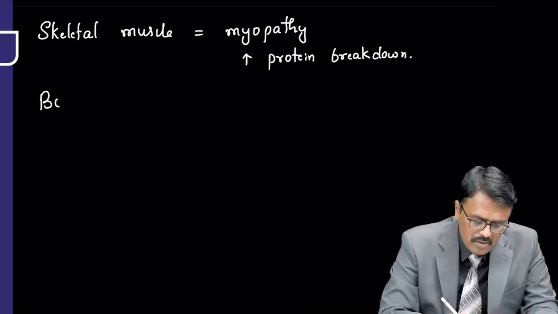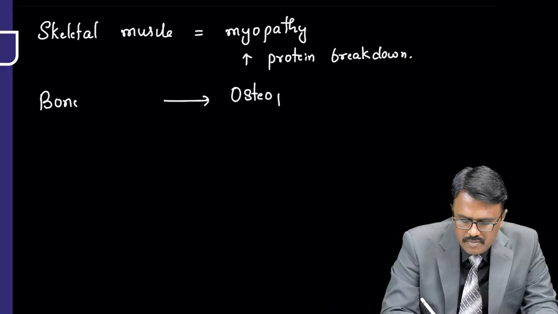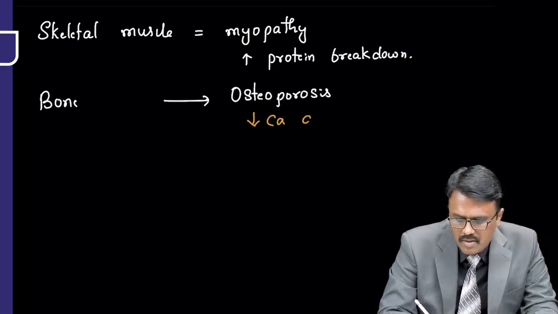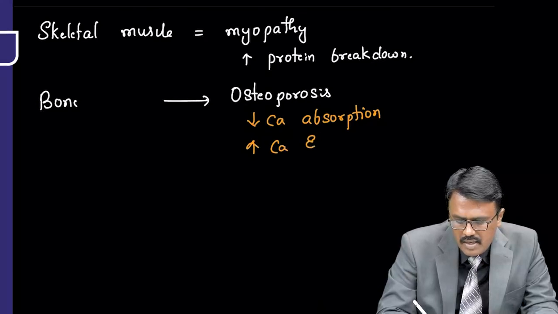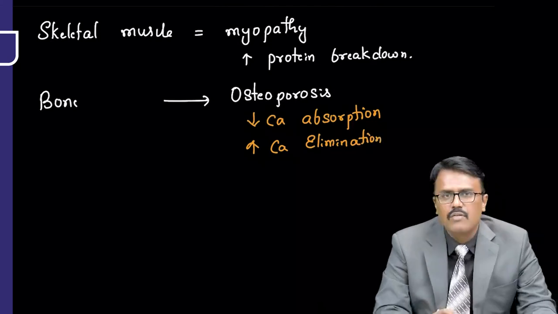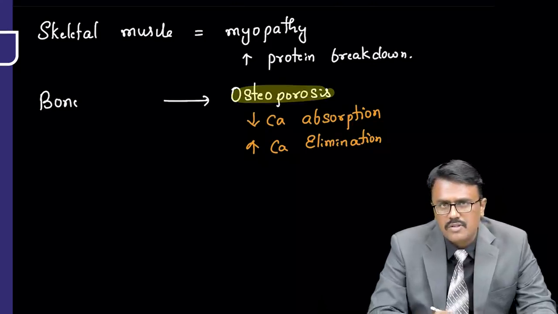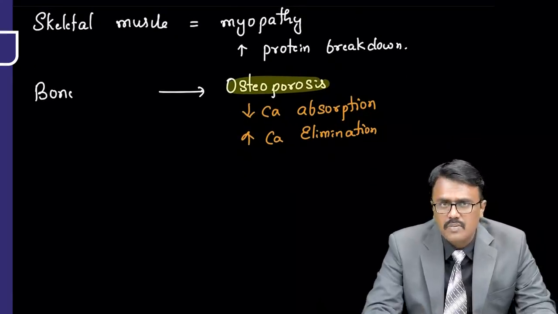What about bone? In the bone, they are known to produce osteoporosis. What is the reason they produce osteoporosis? They decrease calcium absorption and they increase calcium elimination. We know that calcium is vital for bone formation. So what we call steroid-induced osteoporosis. If the patient is on long-term steroid, he will have osteoporosis.